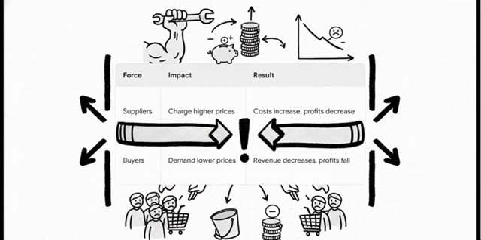Now think about the cause and effect math happening here with suppliers and buyers. Imagine your company is sitting right in the middle of a tug of war. Strong suppliers have the leverage to charge you higher prices for raw materials, which drives your costs up. On the flip side, powerful buyers have the leverage to demand lower prices for your finished product, driving your revenue down. You basically get squeezed from both sides, and your profits tank.